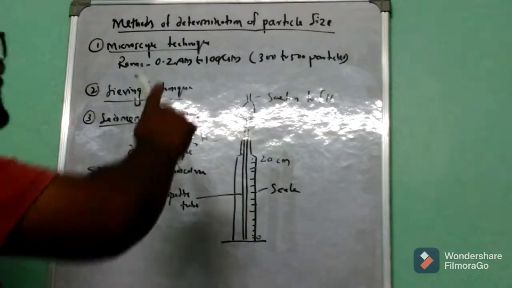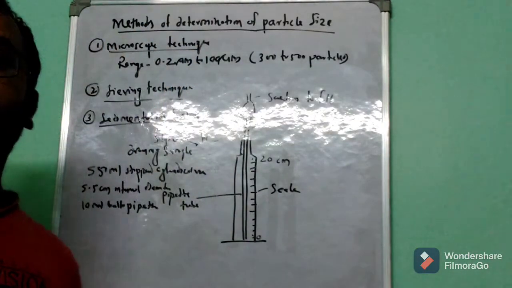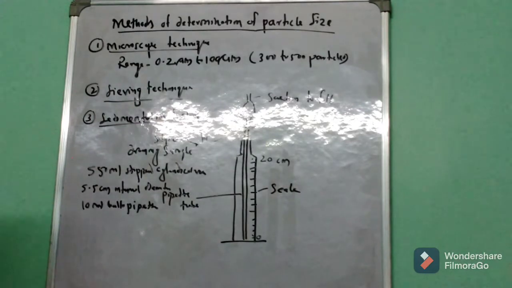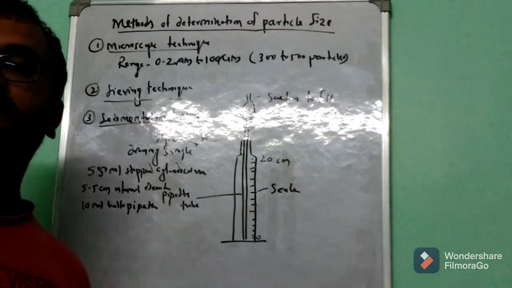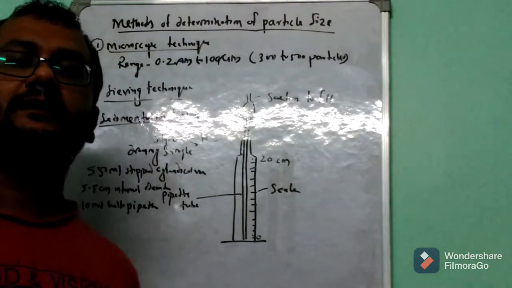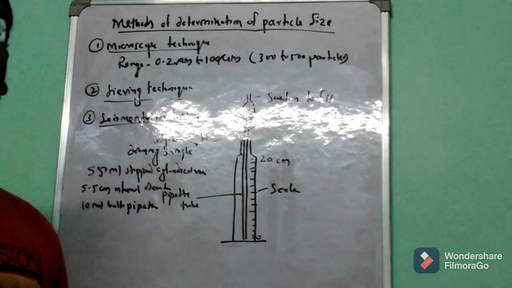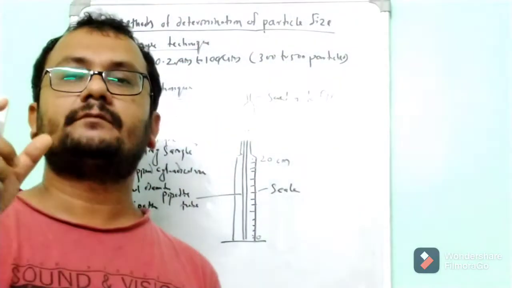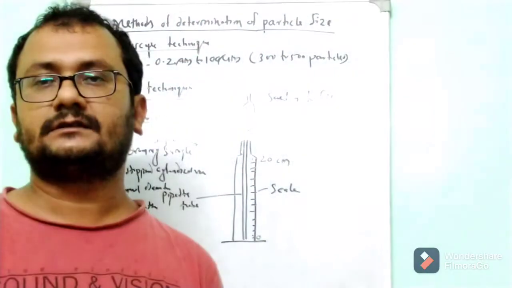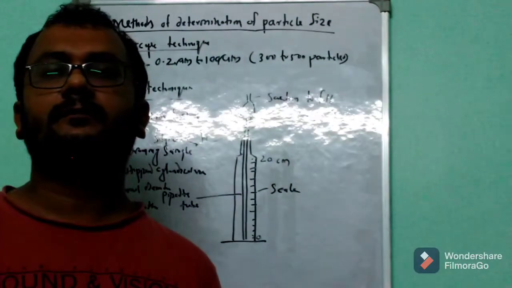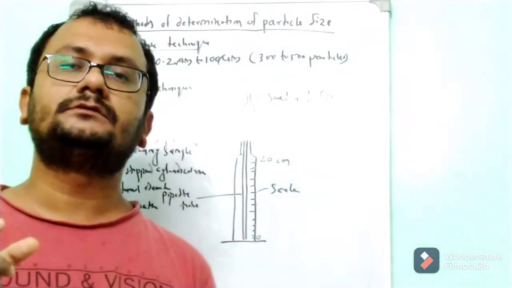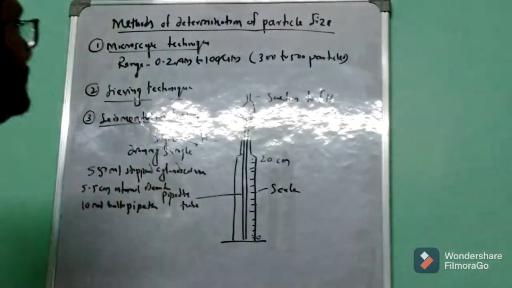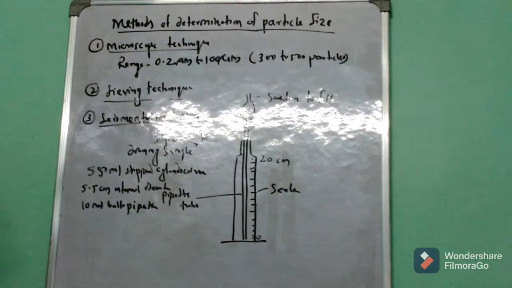In the microscopic technique, we can determine particle sizes within the range of 0.2 to 100 micrometers. For the minimum sample size, at least 300 to 500 particles should be measured to determine the particle size distribution, because the distribution curve is important for us. We need to determine the distribution curve properly so that we can find the actual particle size ranges. This is the microscopic technique.